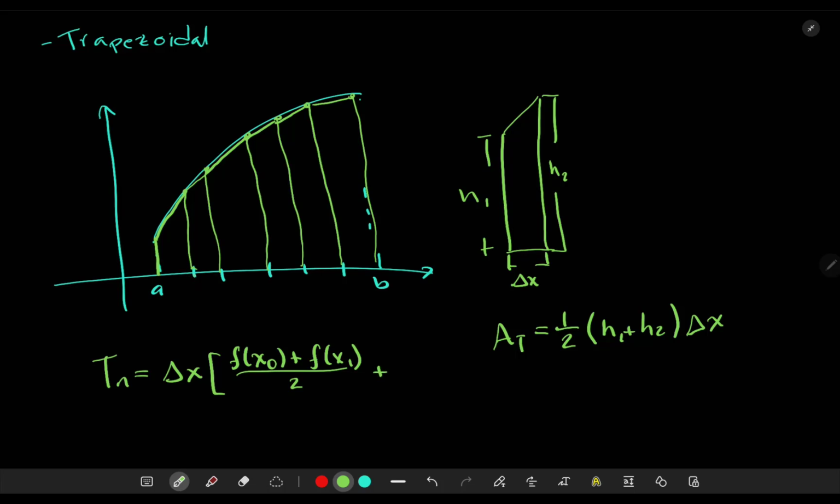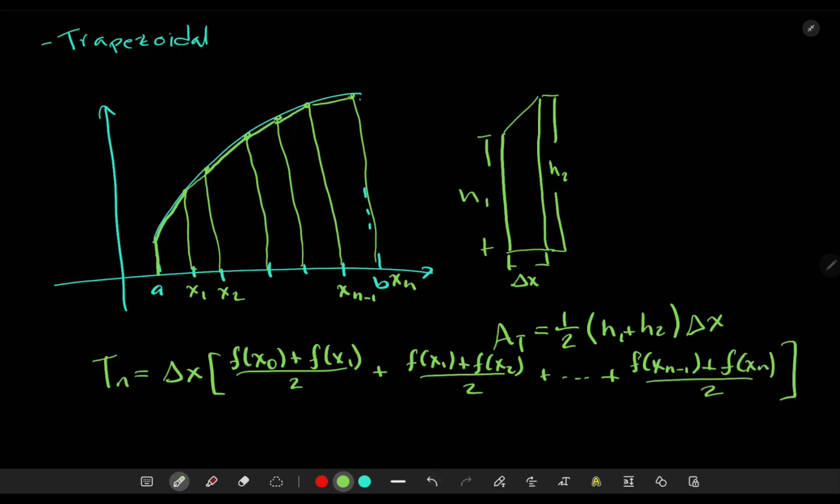But then for the next one, I'm going to have x1 here, x2. So I'm going to have f of x1 plus f of x2 over 2. And you'll continue like that until you get to the last one. This is going to be x n minus 1, and this is going to be x n. In our case, n was how many did I say? 6? Something like that. In any case, you're going to have f of x of n minus 1 plus f of x of n, all over 2. And that could be your formula.